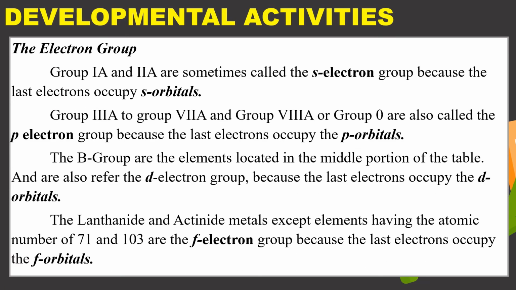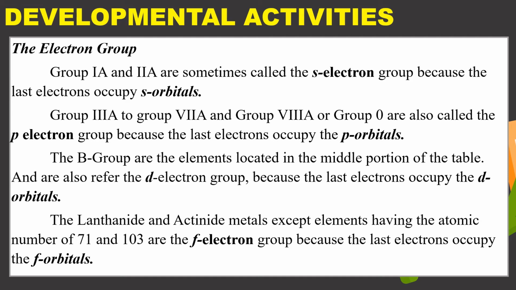Now here are some of the things that you need to remember. The electron group. The group 1A and 2A are sometimes called the s electron group because the last electrons occupy the s orbitals. Group 3A to 7A and group 8 or group 0 are also called the p electron group because the last electrons occupy the p orbitals.